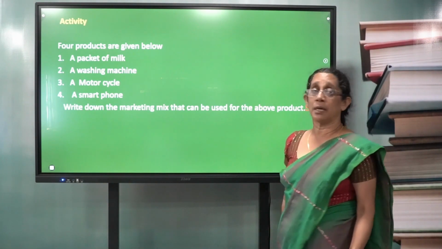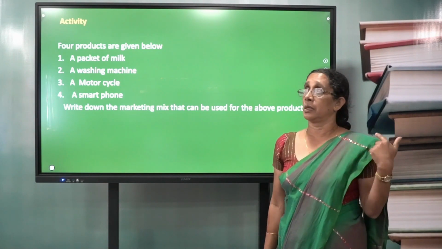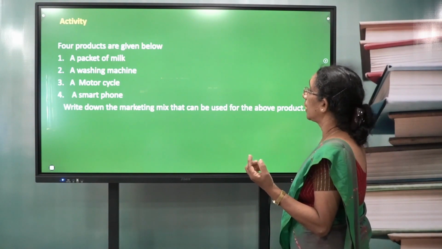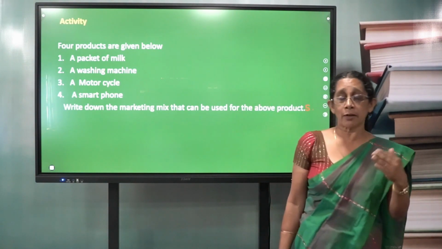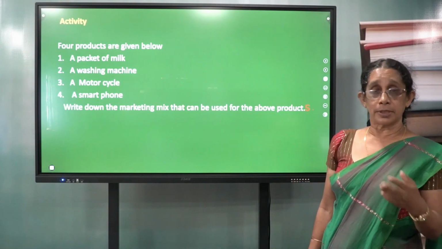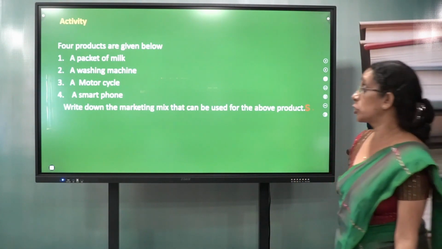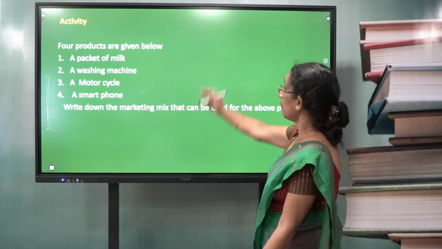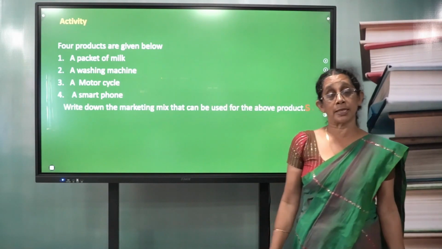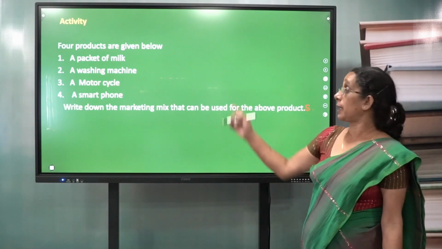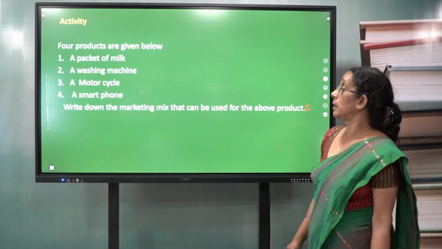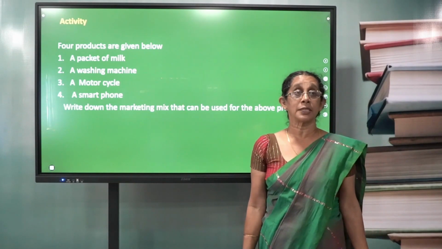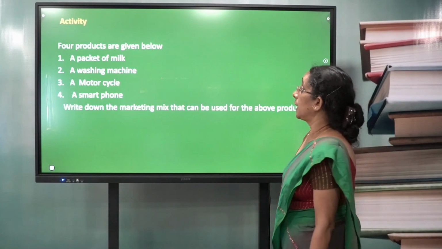Then price. How much is the price of a packet of milk? It should be around 480. Then place. How do they distribute? Where can we buy those things? Does the manufacturer directly sell the product to you? No, because you can buy those things from retail shops. Promotion. What are the promotional techniques used by milk packet manufacturers? Mostly you can see those advertisements on TV. Therefore, you can say advertisement.